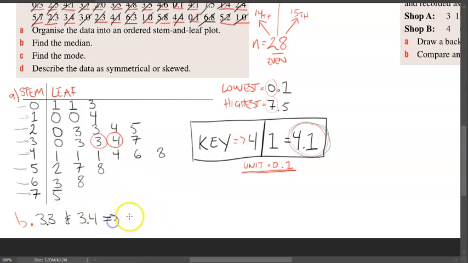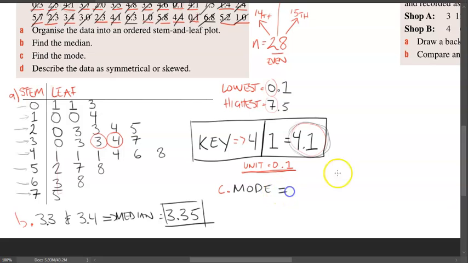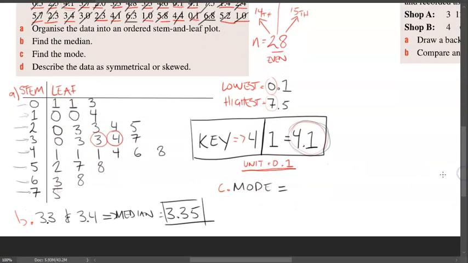So in this case, the median is equal to 3.35 because this is in the middle of 3.3 and 3.4. The question C, the mode, remember, just means the most common. So a mode, which number is the most common out of this data set? We can see here that 4.1 is the most common number, which ironically happens to be a key number as well. Well, not really ironic, it's just maybe coincidental.